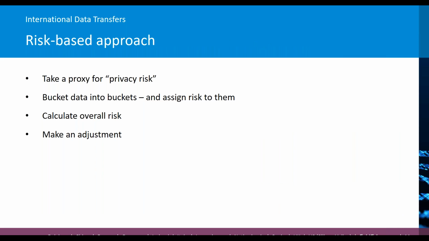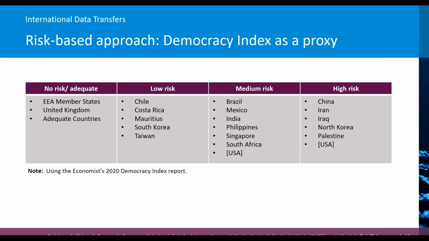First of all, rather than analyze the laws of a particular country in that detailed manner against the essential guarantees promulgated by the EDPB, you look for a proxy for privacy risk, and I'll come to that in a moment. You also then don't analyze the data to the nth degree, but you put them into buckets, so you assign risk in relation to different types of data. You calculate an overall risk with a matrix and you make an adjustment.